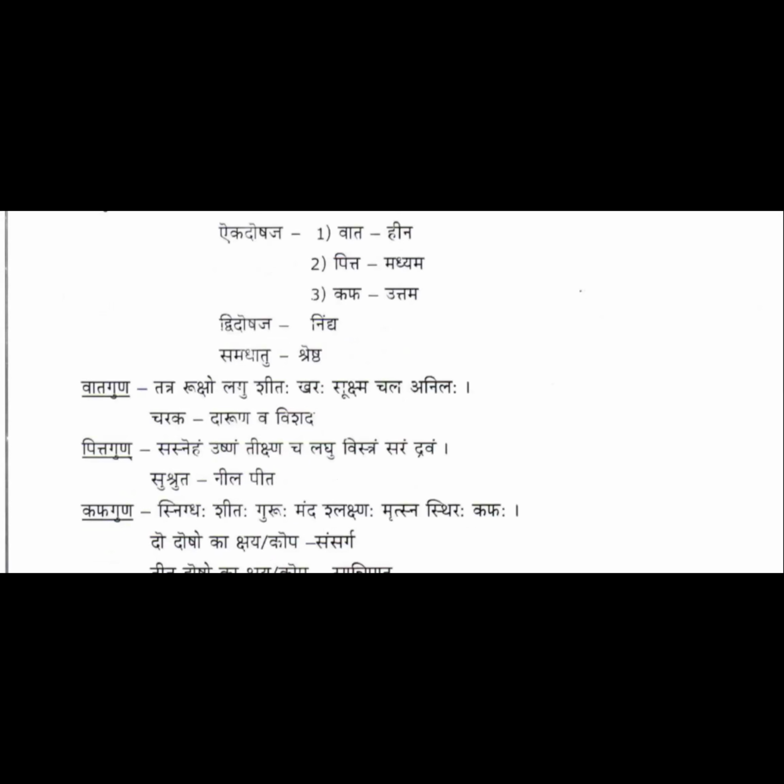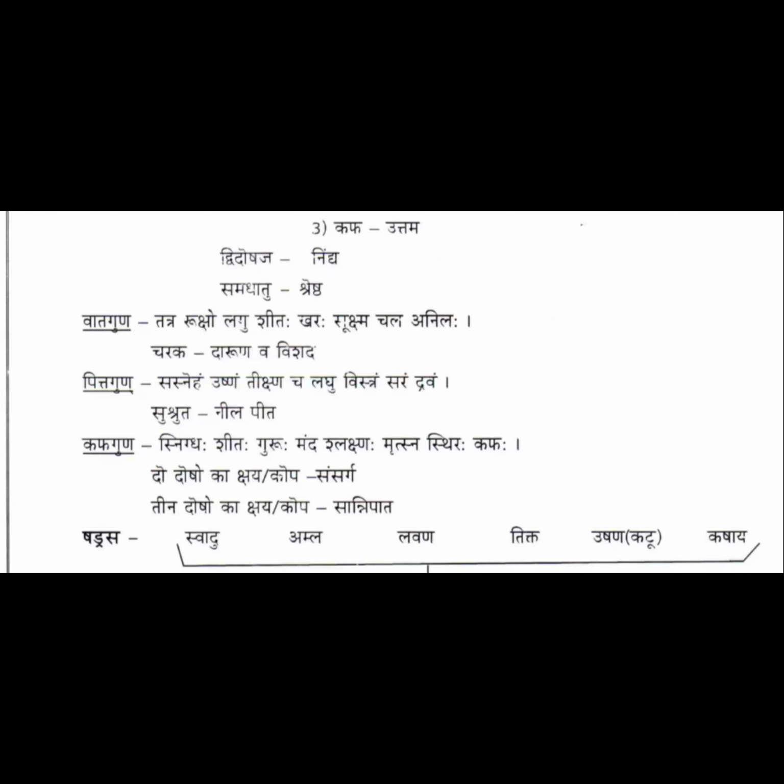And the Pitta Gunas are Sasneha, Ushna, Tikshna, Laghu, Visra, Sara and Drava. Okay, Sushruta has added Neela and Pita. He has explained the Pitta, the color also. Coming to Kapha, he has told Snigdha, Shita, Guru, Manda, Slakshna, Mritsna, Sthira. Okay, 7 gunas of Kapha. So 6 gunas each for Vata and Pitta, and 7 gunas are told for Kapha. Extra gunas are Daruna and Vishada by Charaka, and Neela and Pita for Pitta by Sushruta.